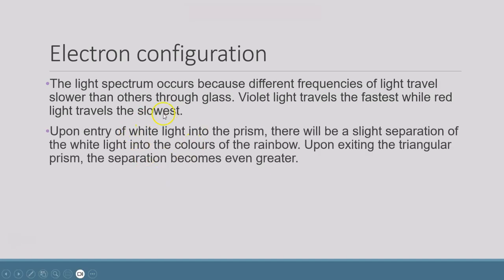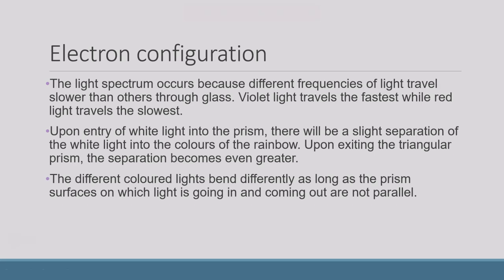So when the white light enters the prism, it separates slightly into the 7 colors of the rainbow within the prism. And when it exits the prism, the separation becomes greater. And the different colored lights bend at different angles, as already mentioned, as long as the prism surfaces where the light is going in and coming out are not parallel to one another.